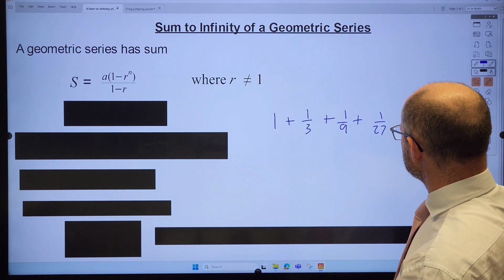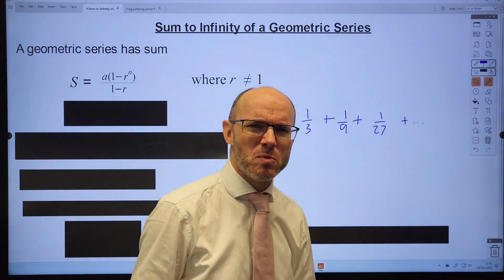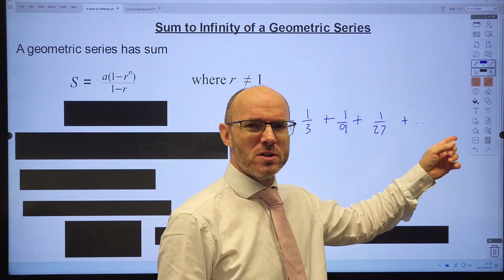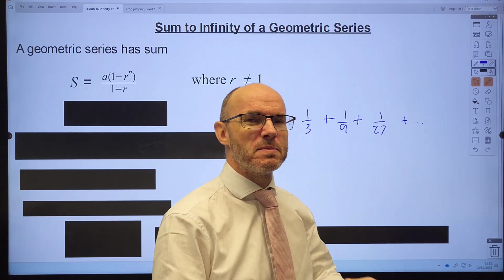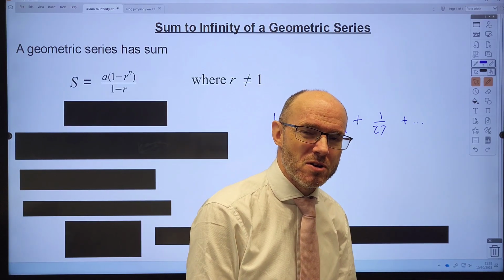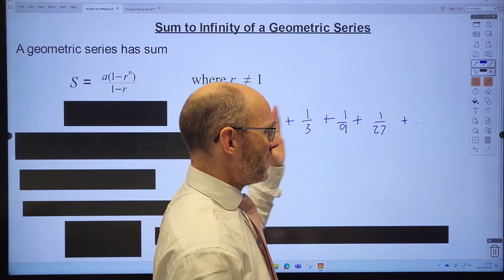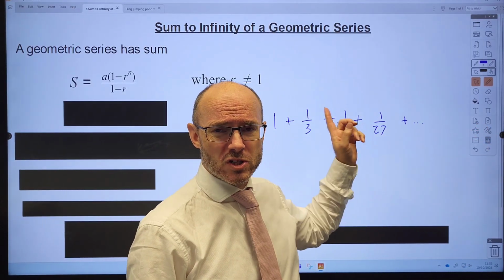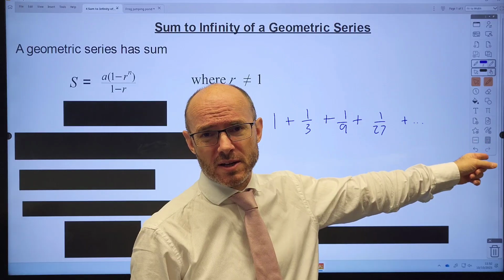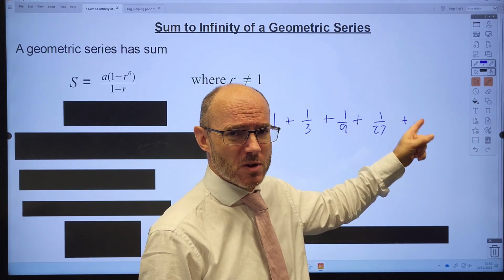Okay. What's happening to all of those terms? Well, they're getting smaller, smaller, and smaller. Will the term ever reach 0? Well, technically no, because you can't keep dividing a number by 3 and end up at 0. But at infinity, you can. That's essentially what's happening at infinity. At infinity, all these terms are just getting closer and closer to 0. We say that the limiting value of each term is going to be 0.